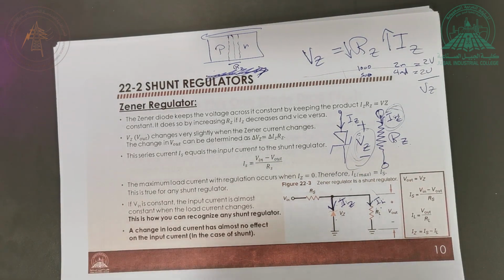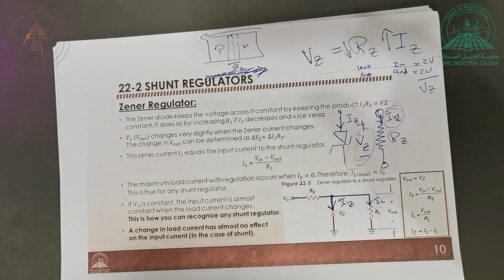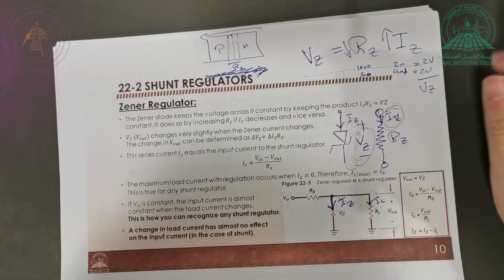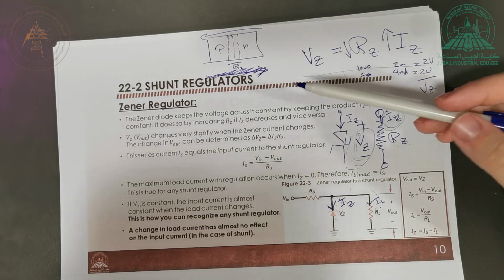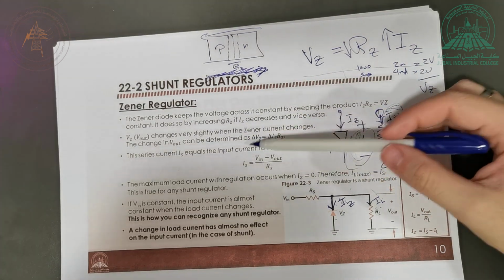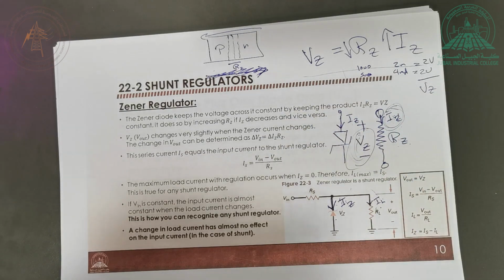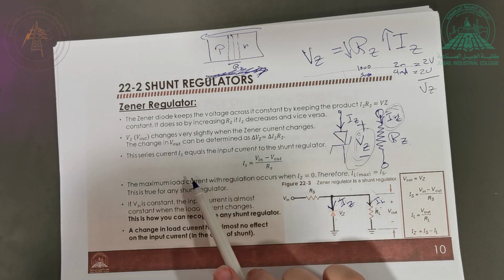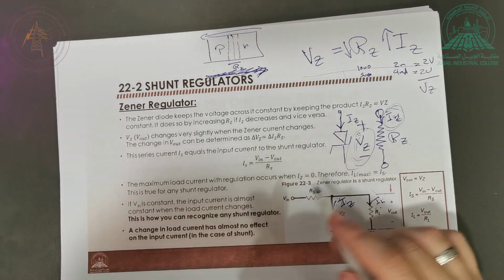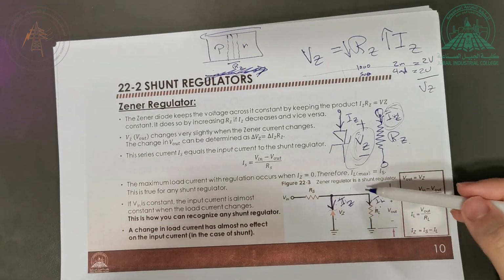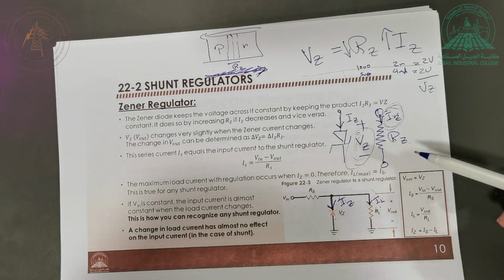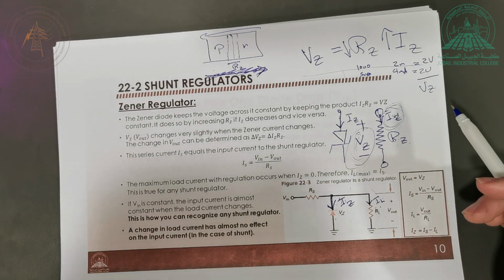Okay guys, so this is basically how the Zener diode can regulate the voltage. Here I actually have the steps. Here you can see how we find IS. Remember, here we have some points. The maximum load current with regulation occurs when I is equal to 0. In this case all the currents coming here will come down like that, and IL is equal to IS.